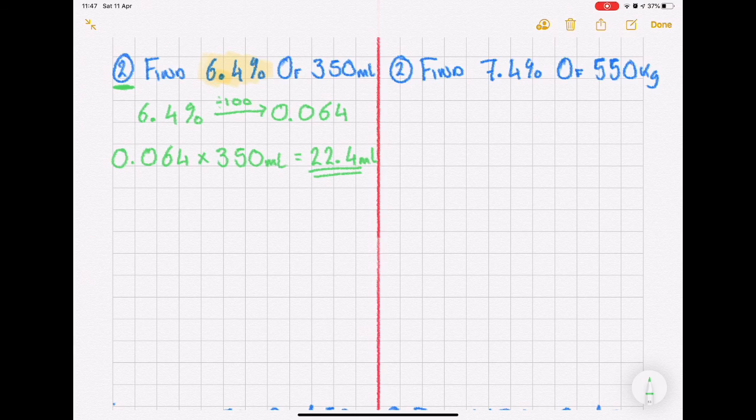So pause the video here, copy the workings down for this second example on the left hand side, and then once you've done that, have a go at this right hand example by yourself and play the video once you're done.